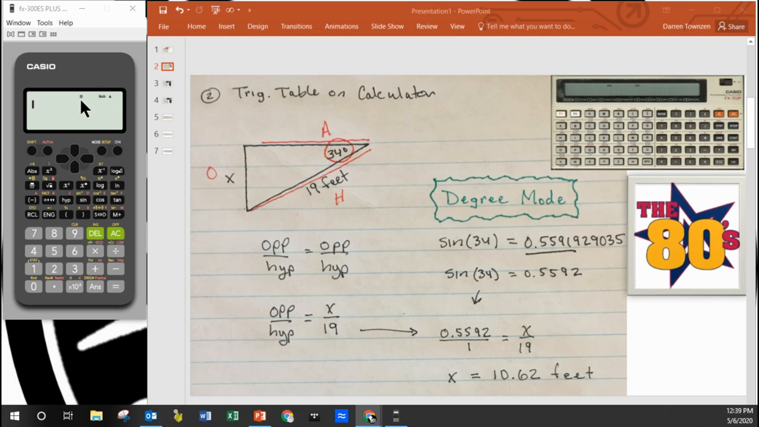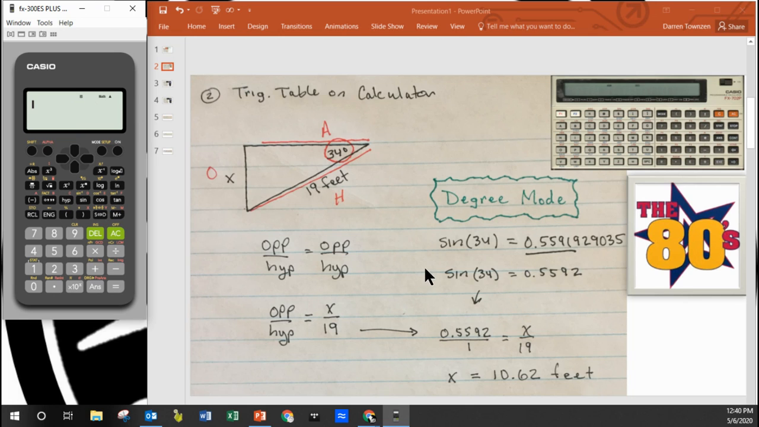It has to say D. If you're not in degree mode, you will get every problem wrong. So watch carefully as I show you how to put your calculator into degree mode. If you pick it up and you don't see a D right here, you have to press the shift button and then the setup button, and you'll have all of these choices. Well, choice number 3, DEG, stands for degrees. So you hit the number 3 key on your calculator, and now your calculator will be in degree mode.